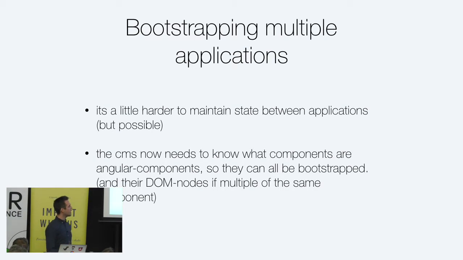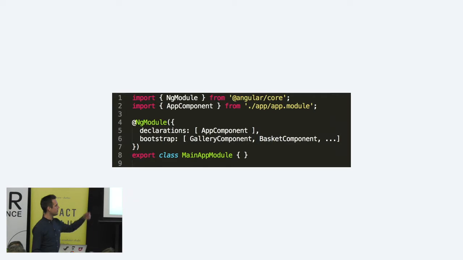And the big problem really is that for that to work, we need the CMS to know what components are Angular components and what's just regular tags, because we need to tell the framework what component it should boot up. And we can't just put all available components in the bootstrap array, because if Angular sees something in the bootstrap list that's not on the page, it'll actually just fail and break. So you can't really do that. You think you could just do bootstrap, gallery component, basket component, and so on, but it doesn't work.